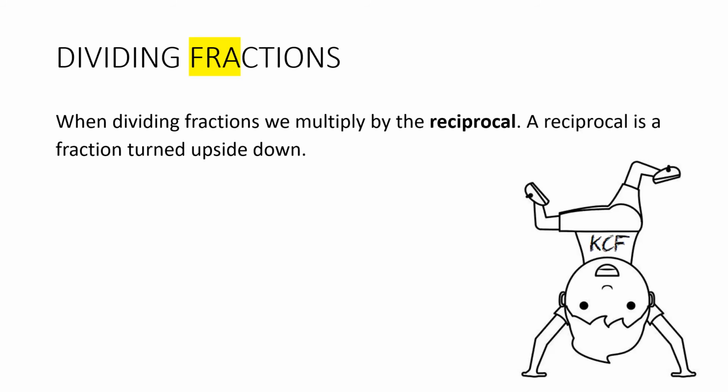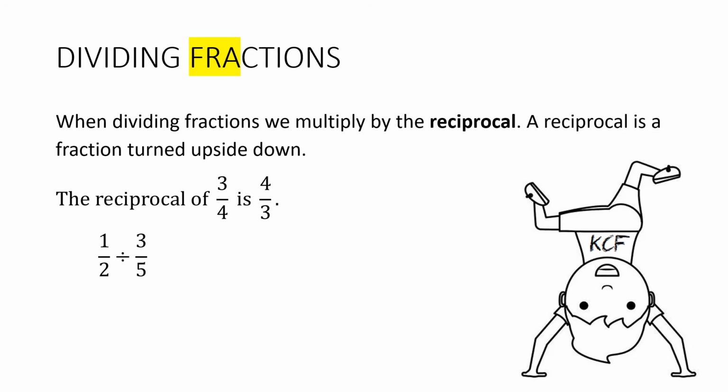Let's move on to dividing fractions. When we're dividing fractions, we multiply by the reciprocal. So here's a new word for you. A reciprocal is a fraction turned upside down. So for example, the reciprocal of 3/4 is 4 thirds. So let's have a look at how we might do this.